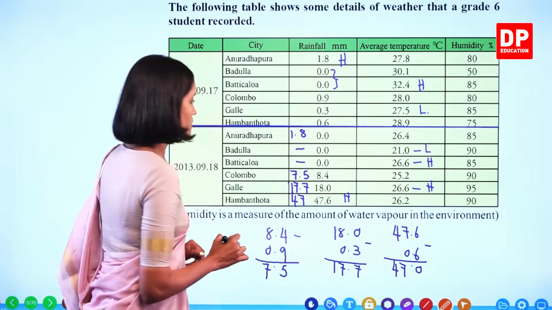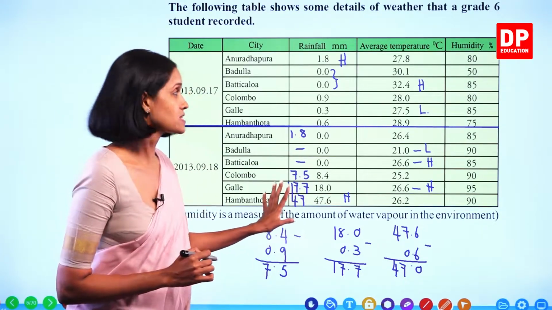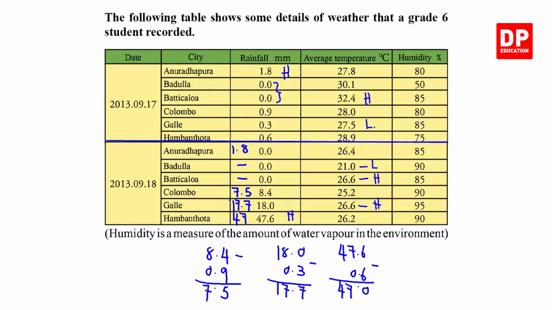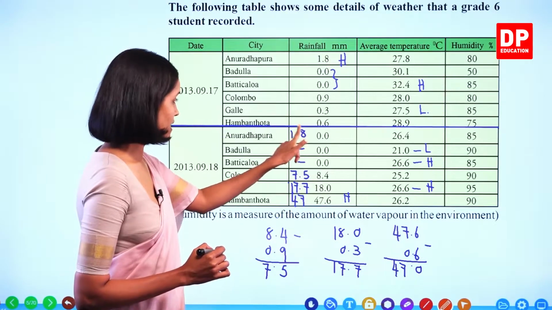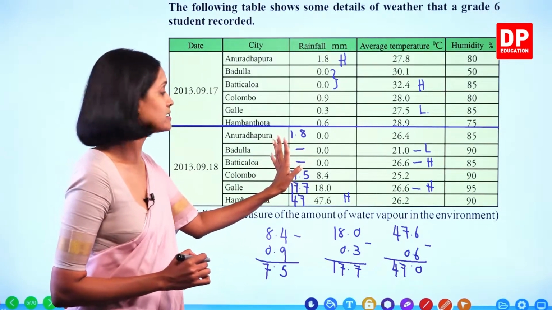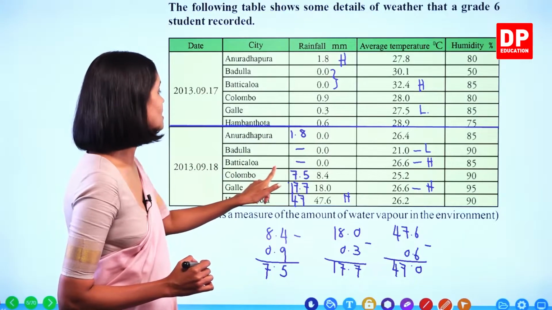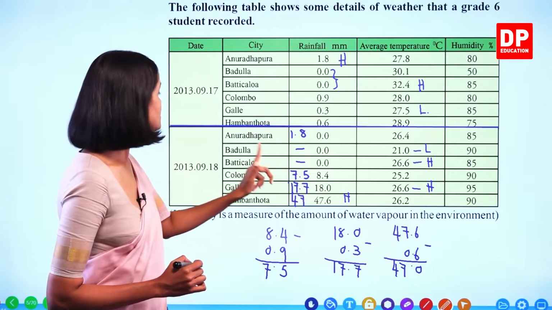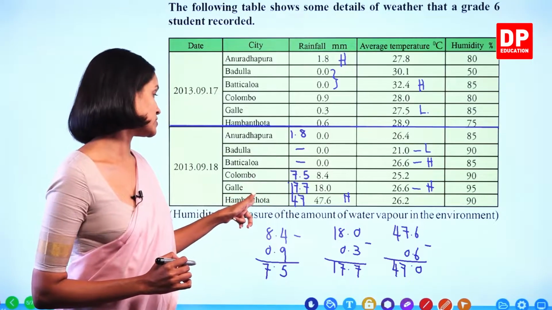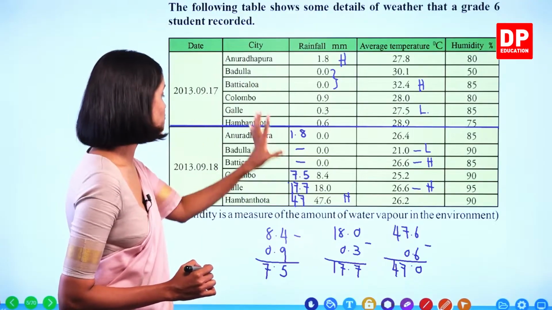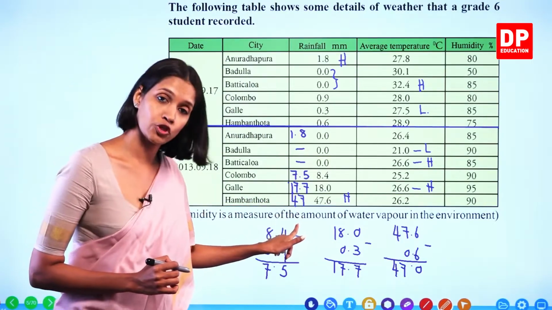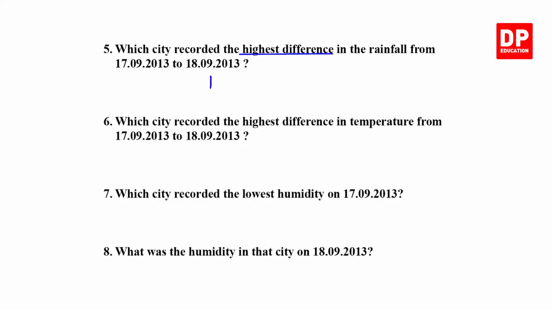Okay. So here I wrote the difference of this rainfall between the 17th and 18th. So Anuradhapura 1.8, Badulla Batticaloa there's no difference because there's no rainfall at all. Colombo 7.5, Galle 17.7, Hambantota 47. Therefore, the highest difference of rainfall can be seen in Hambantota. Okay? Hambantota.